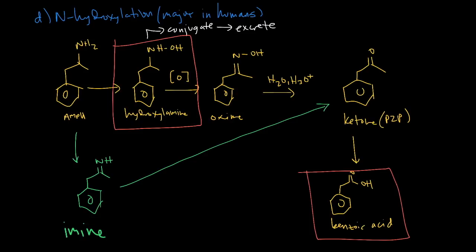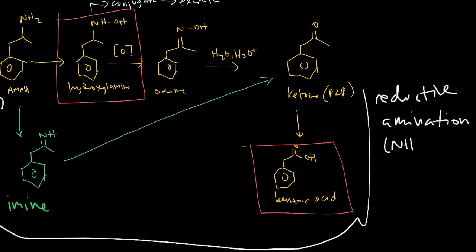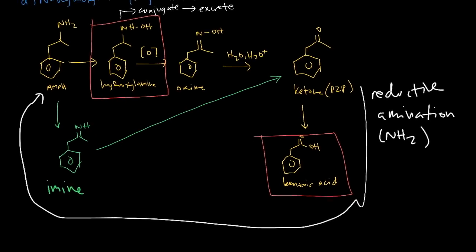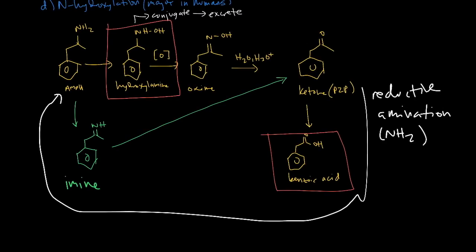Now the cool thing is that P2P is regulated because you can actually go from P2P back to amphetamine by adding nitrogens. You can convert P2P back to amphetamine by a process called reductive amination, where you just add nitrogens. Adding nitrogens to the ketone P2P gives you amphetamine. If you compare the structures, here's amphetamine, here's the ketone. The only thing that's different is the oxygen and nitrogen. So converting this oxygen to the nitrogen gives you amphetamine back.